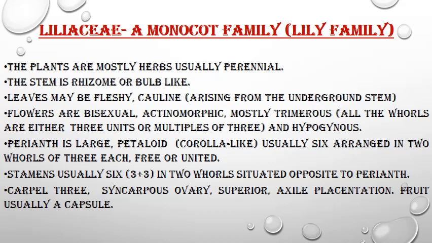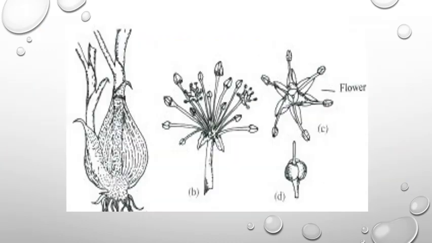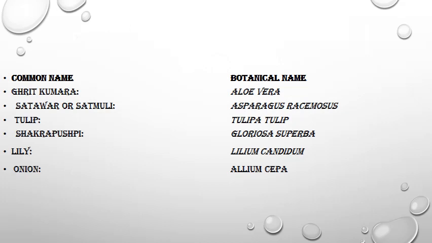Perianth is large, petaloid, corolla-like, usually 6 arranged in 2 whorls of 3 each, free or united. Stamens usually 6 in 2 whorls situated opposite to perianth. Carpel 3, syncarpous ovary, superior, axile placentation. Fruits usually a capsule. This is the structure of a member of family Lily. Common name and botanical name like Ghritkumari, Aloe vera; Satavari, Asparagus; tulip, Tulipa; Shankhpushpi, Gloriosa; lily, Lilium; onion is Allium cepa.